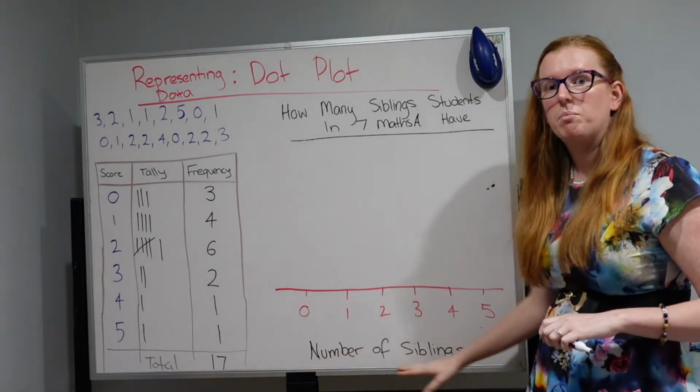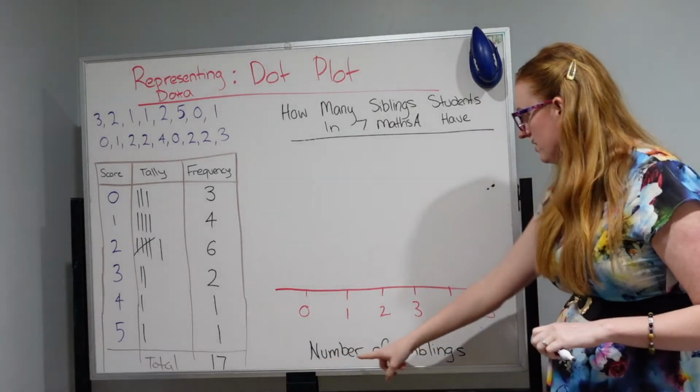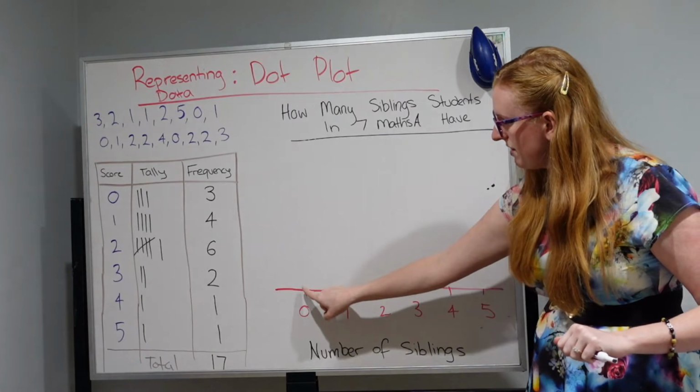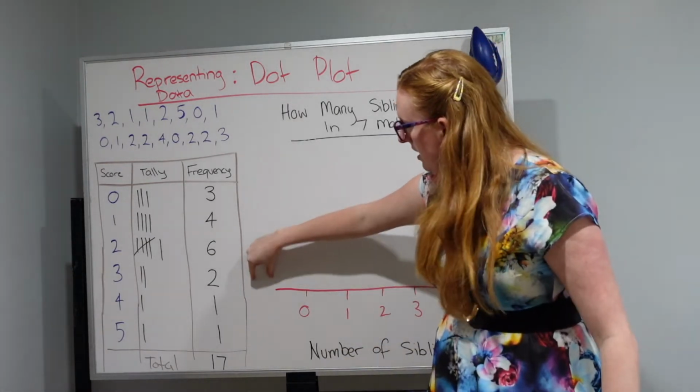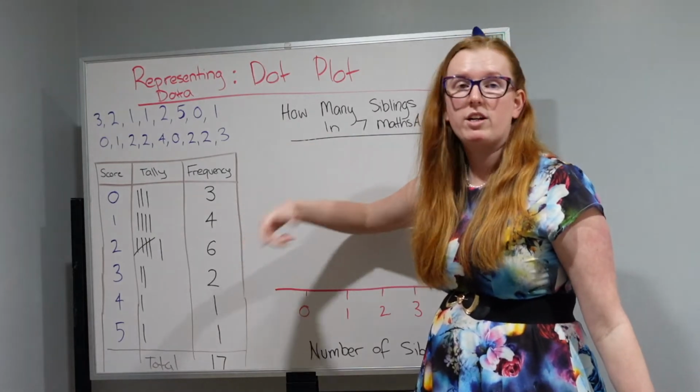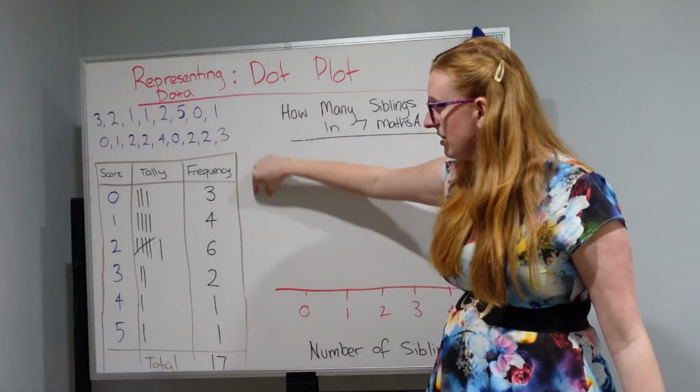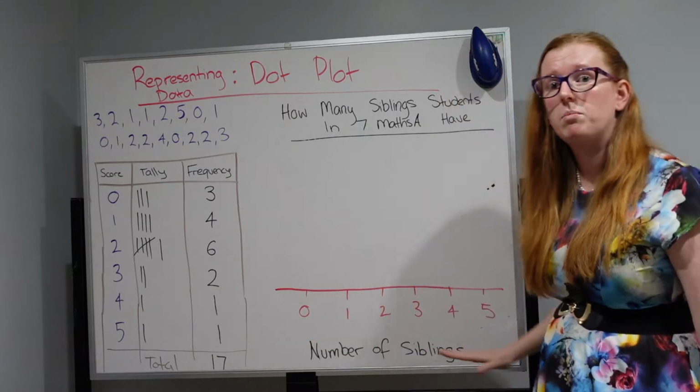My axis down the bottom also has a label, so it says the number of siblings, and then I've got each of the different options marked along the bottom. But you'll notice that there's no label on my y-axis. I actually don't have a y-axis. I don't have anything going up here. I've only got along the bottom.